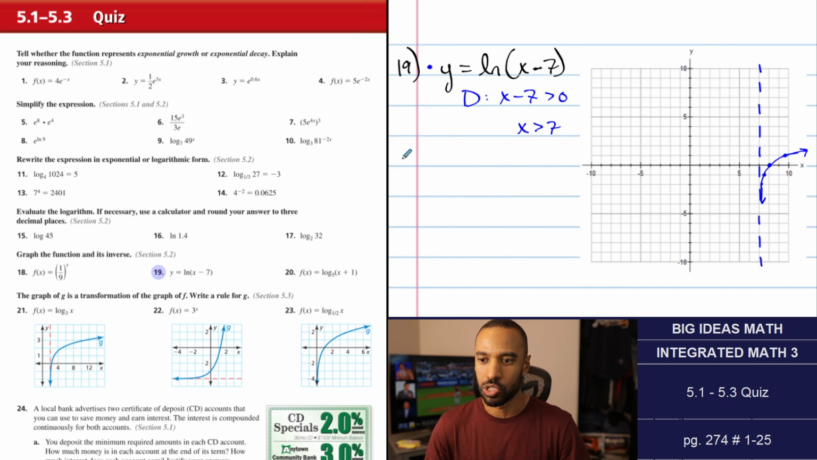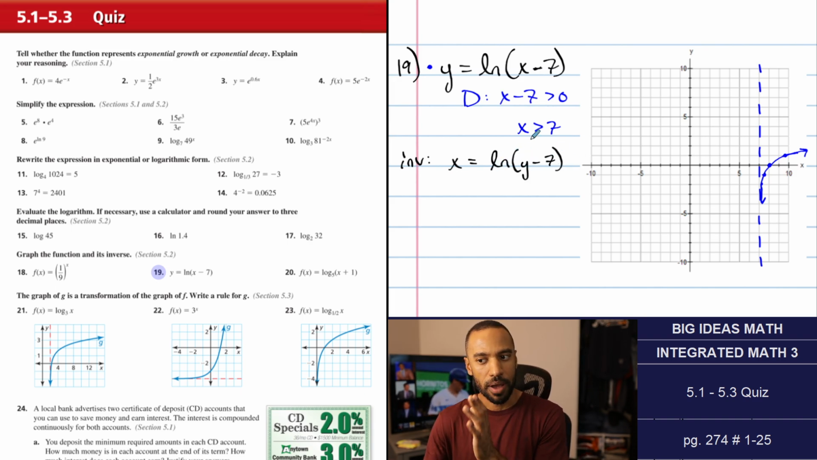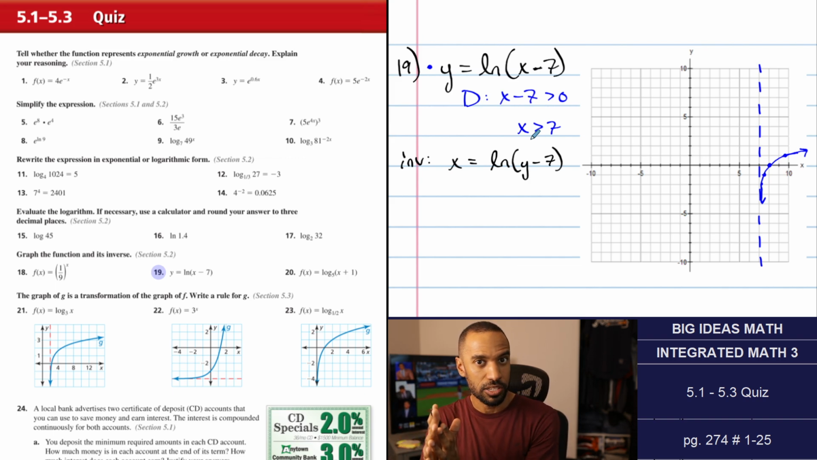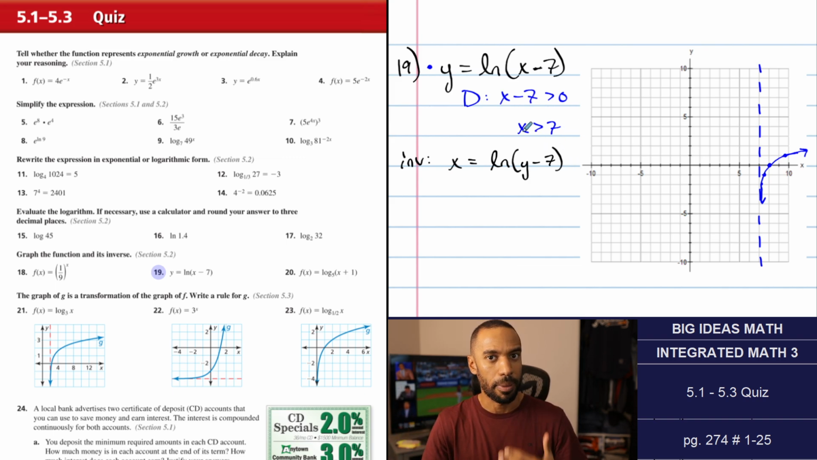Y is already here, so let's swap x and y. We get x equals natural log of y minus 7, and your goal is now to solve for y. The log is by itself right here. Remember, it is base e, so we are going to ask e to what power gives us y minus 7, or really e to the x power.